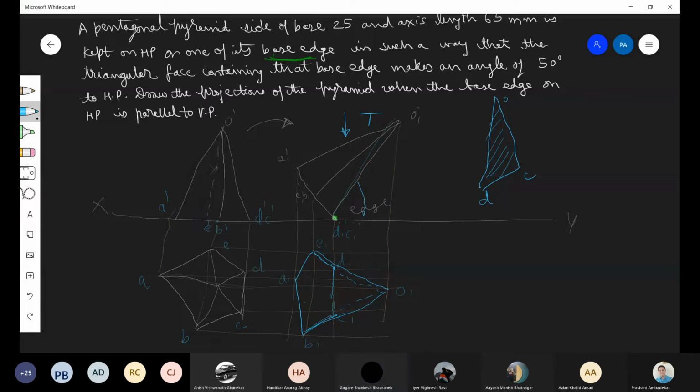See, this angle should be how much? 50 degree. Have you understood this? Because see, which is the face? D, C, and O. D, C, and O is the face.